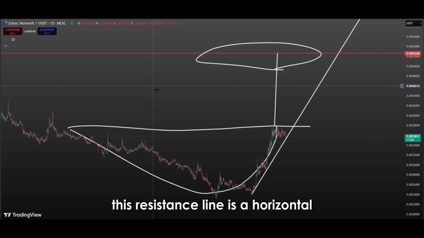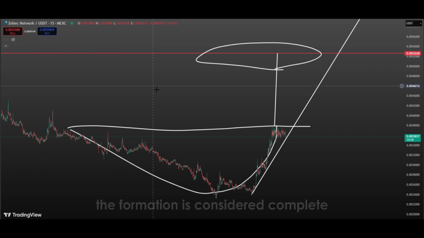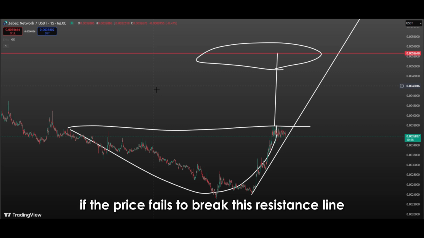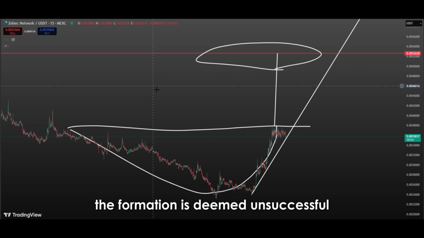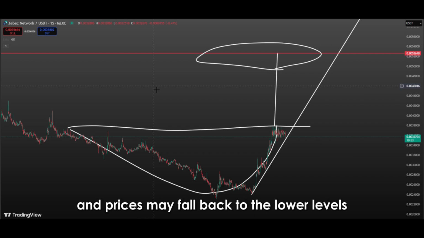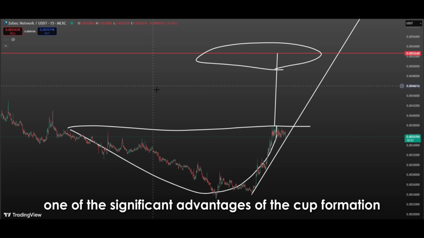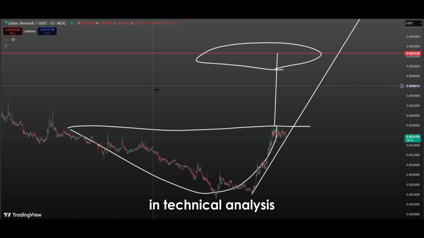Technical analysts wait for the price to clearly break the upper resistance line of the formation to confirm completion. This resistance line is a horizontal or slightly inclined line where the price rises back to the starting point of the cup. If the price breaks this line, the formation is considered complete, and the upward move gains momentum. However, if the price fails to break this resistance line, the formation is deemed unsuccessful, and prices may fall back to the lower levels.